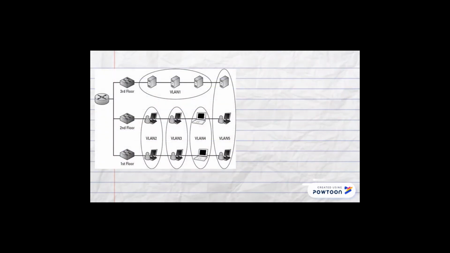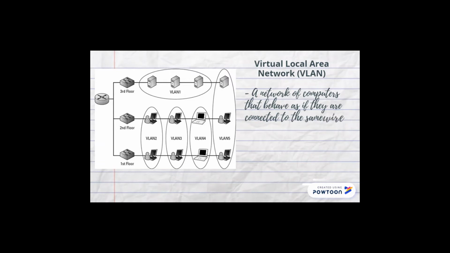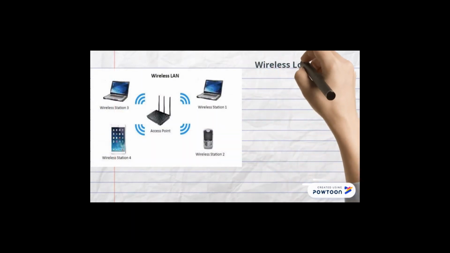Hold on, don't give up. What's more is the virtual LAN. It is a network of computers that behave as if they are connected to the same wire despite the fact that they may be physically located on different segments of LAN. Then it combines the user station and network devices into a single unit that allows traffic within the system to flow more efficiently.